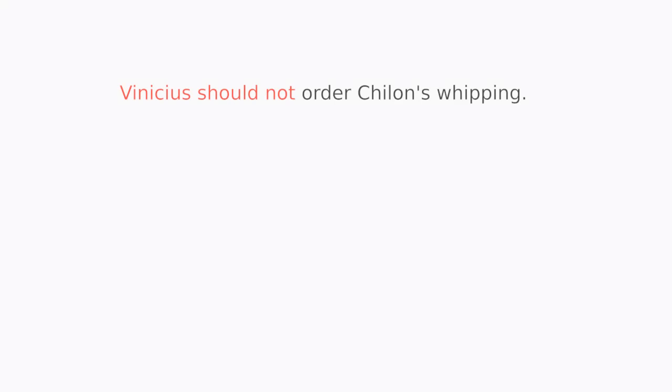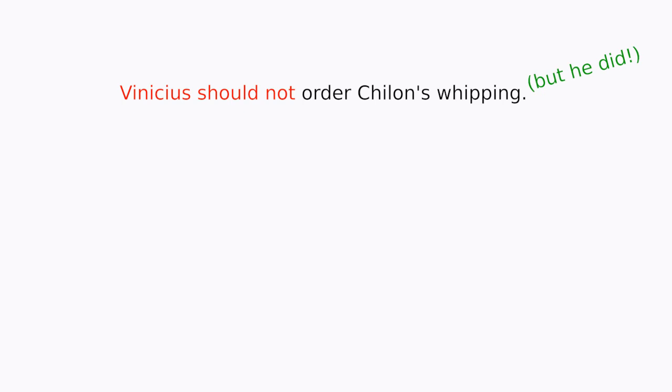But Vinicius, in his anger, orders his slave to whip Chilon, even in light of his success, since the outcome was not what Vinicius really wanted. And he's angry. It's a case similar to the classic murder-the-messenger motif. Here, a student might start with the old-school present tense statement, Vinicius should not order Chilon's whipping. But in the story, he actually did order the whipping.